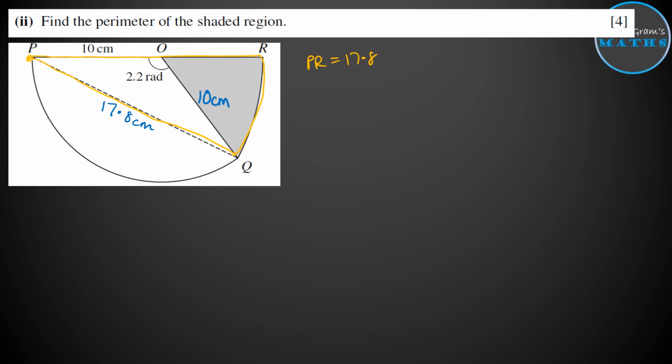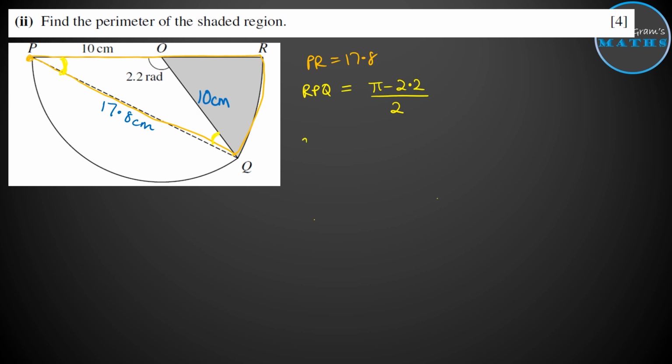Now to work out that arc length, we need the angle RPQ. Now that angle is going to be equal to pi minus 2.2 over 2, because we've got that isosceles triangle PQR. The angles in a triangle have to add up to 180, which is pi in radians. So take away the 2.2 that's already there, divide it by 2 to get what would be equivalent to these two angles here. They would be the same.